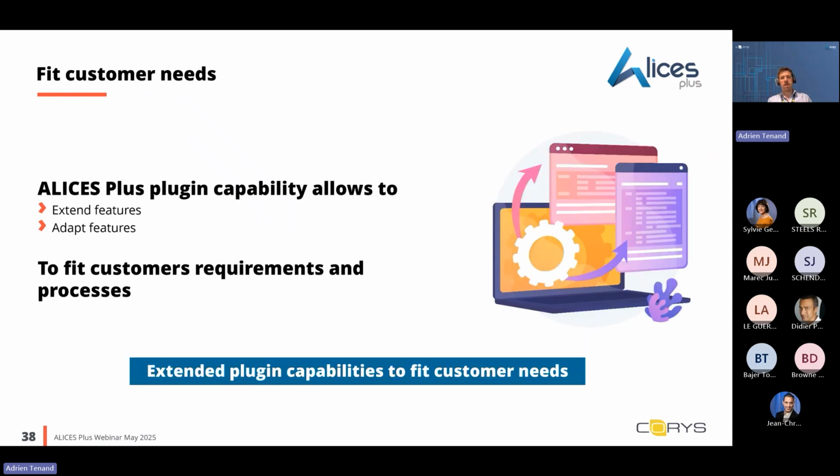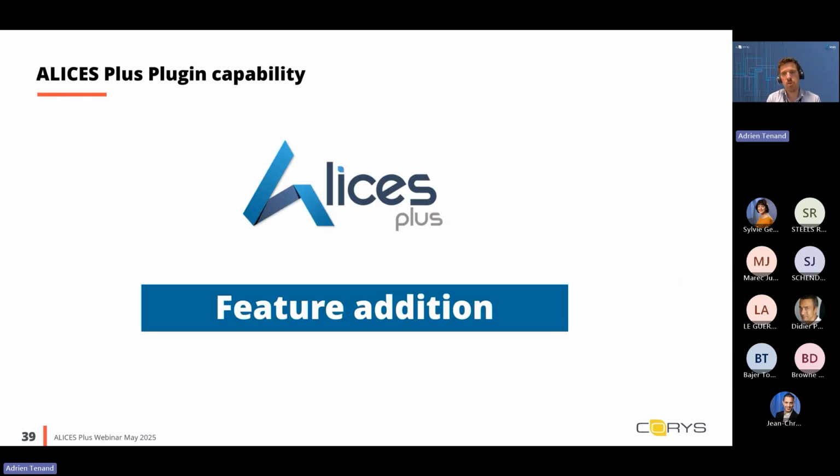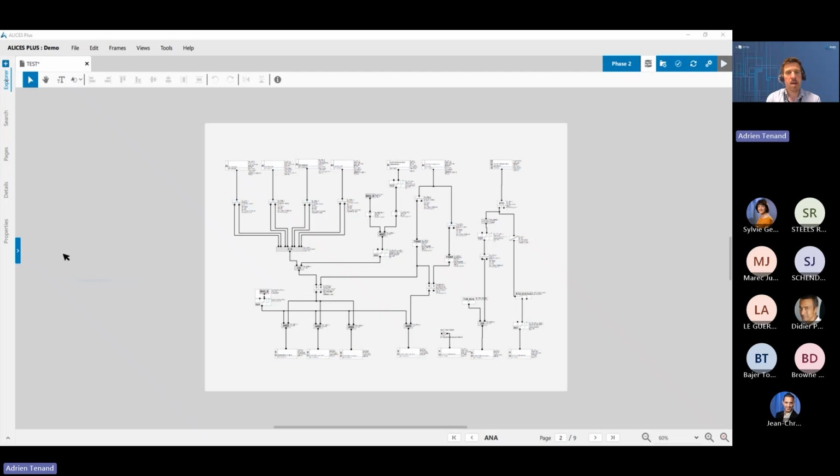Another point of ALICE Plus is its capability to fit the customer needs. So ALICE Plus comes with a plugin capability that allows to extend features and or to adapt features that are already included in ALICE Plus. The aim is to fit customer requirements and processes. To show it to you, I'll do a little demo of a feature addition in the ALICE Plus editor.